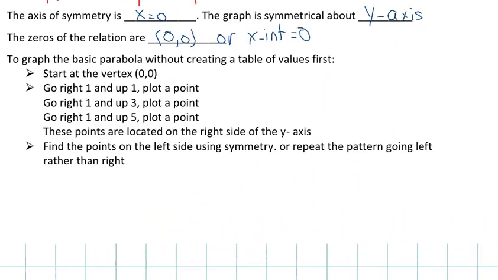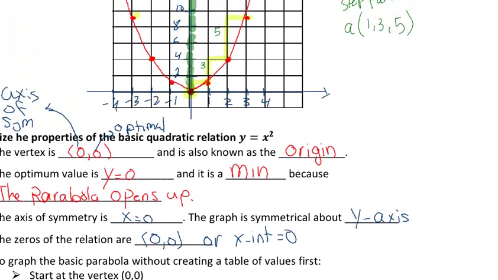These points are located on the right side of the y-axis. You can do exactly the same thing to the left side because of the symmetry. So on the left side, I'm going to go up 1 to the left 1, up 3 to the left 1, up 5 to the left 1, because of that beautiful symmetry that we have.